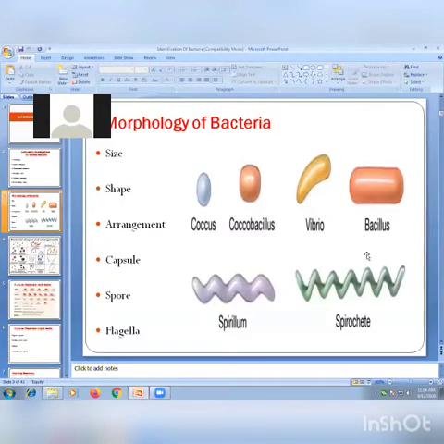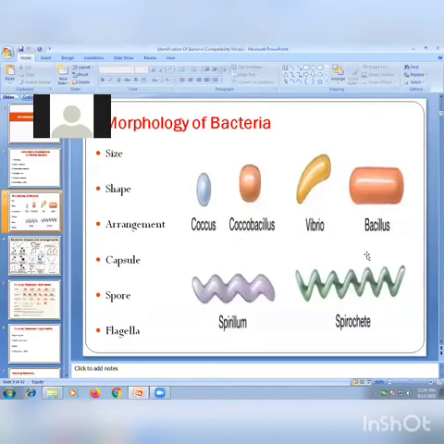Whenever we are using the microscopy, we are going to study the morphological features of the bacteria, or what is called the morphology of bacteria. In morphological characteristics, the first is the size of the bacteria. We have to measure the size, and all of you know which unit we are using for the measurement of the size of bacteria: micron. So in micron, to measure the size of bacteria.